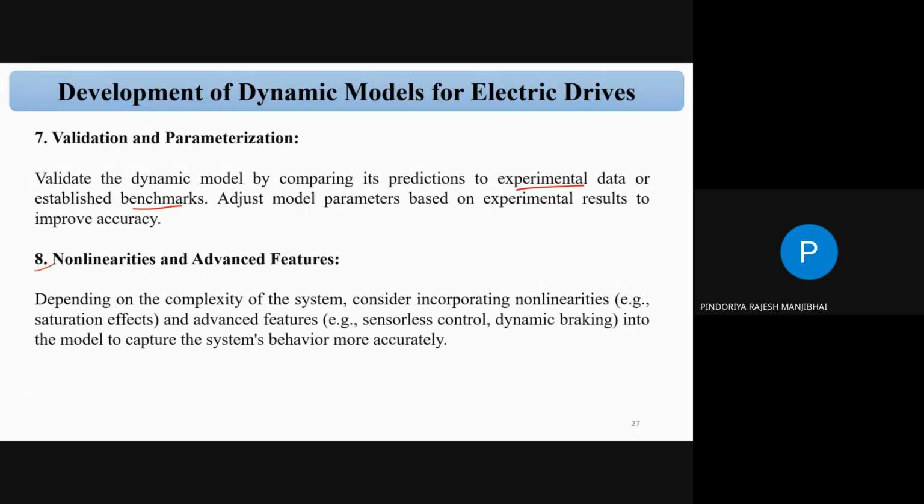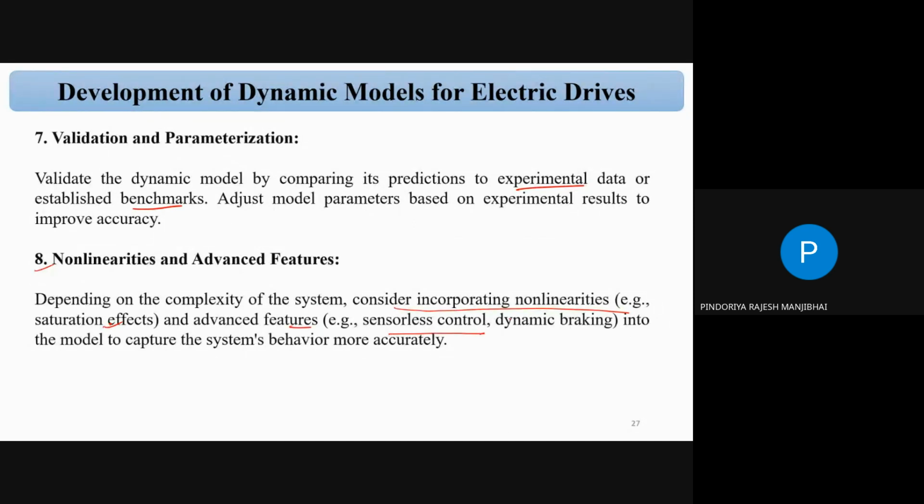Non-linearity means considering, for example, the saturation effect. Yes, we can say now my transformer is saturated, correct? Maybe your motor is saturated, then what can we do, correct? And the advanced feature is sensorless control.